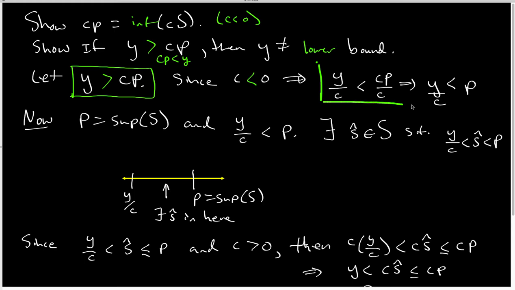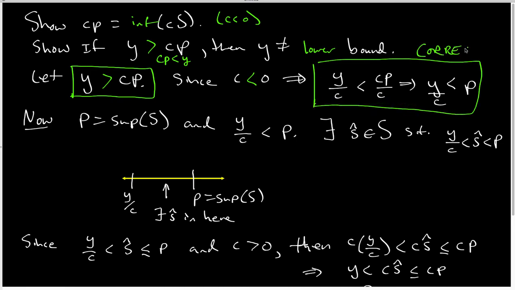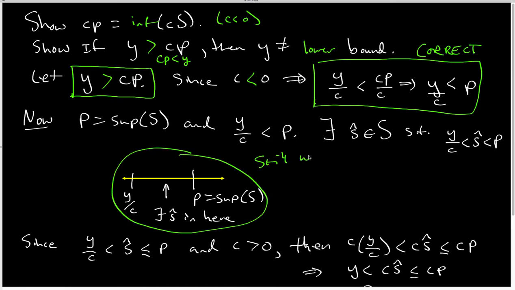These things are correct. So that stuff doesn't change. Y divided by C is still less than P. P is still the sup of capital S, and Y divided by C is still less than P. So we still have this number line. And so we still have a capital S, a little s hat in capital S, such that this particular inequality still holds. So this is still correct.